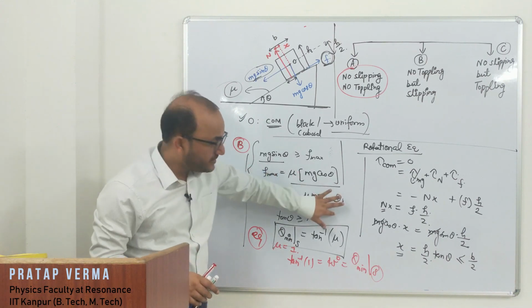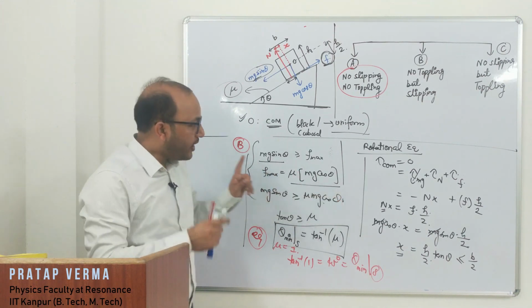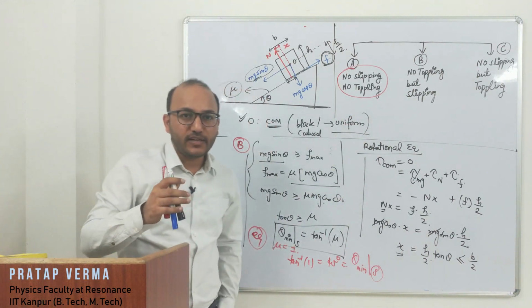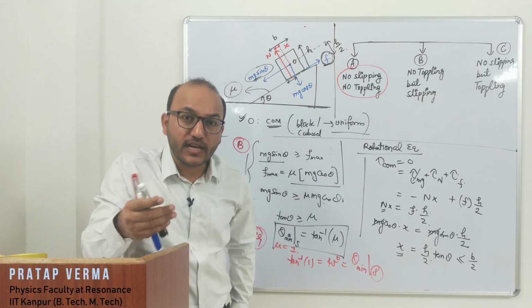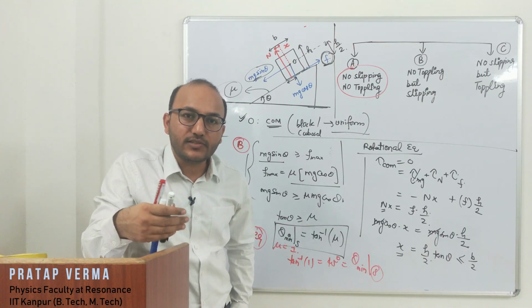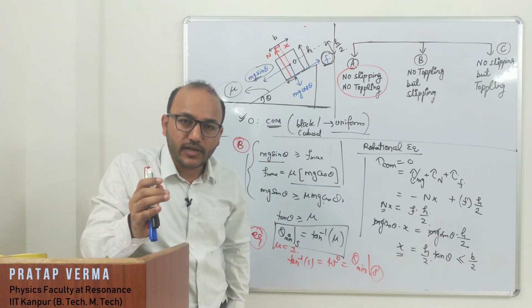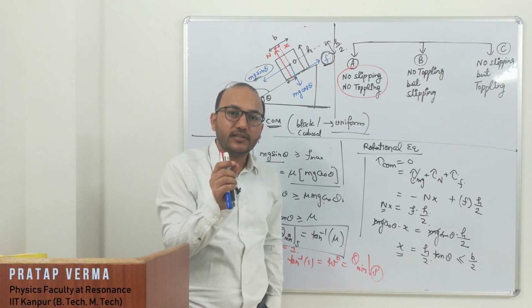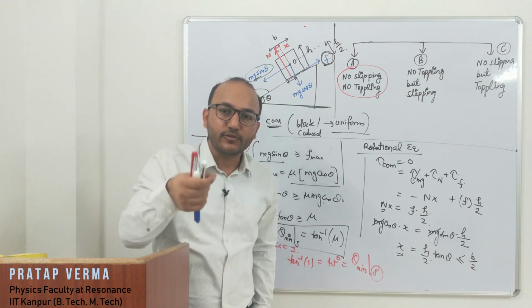So I'll stop this analysis here, and now I'll go back to the third case, in which we will not have any slipping. We will assume right from the beginning that slipping is not taking place, and we will find out the condition for toppling to start.